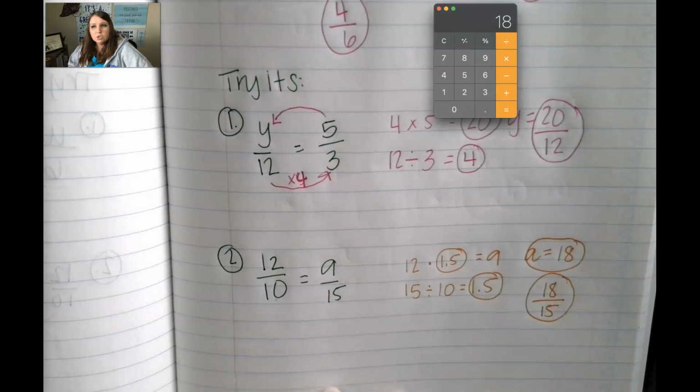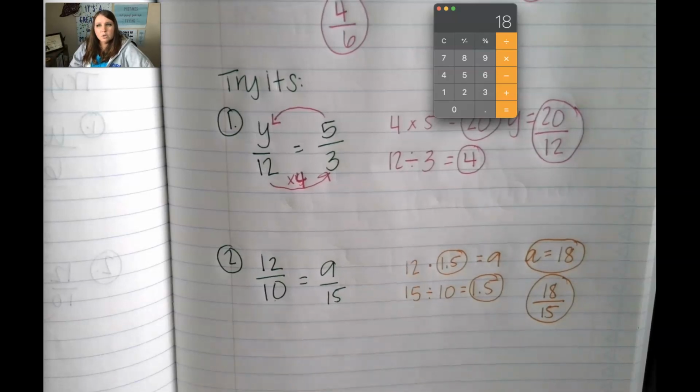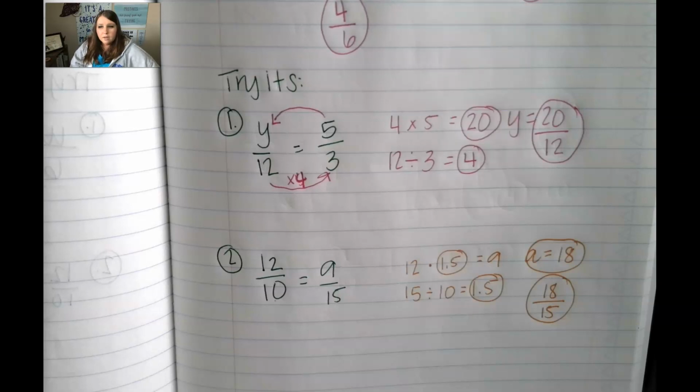Okay, how did you do on number 2 using the decimal there? Again, just pull out your handy dandy calculator to help you. How did you do solving for 18?